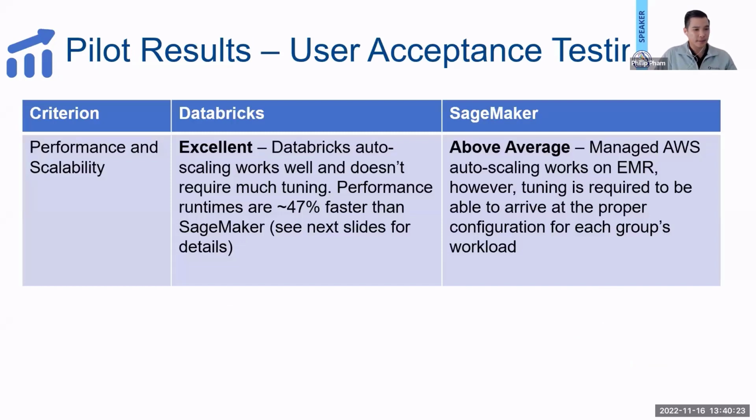1 more slide. Okay. So for the performance and scalability that we evaluated as part of the engineering validation, we saw a difference between platform performances in Databricks, where across the queries that we were executing, query runtimes were performing about 47% faster than SageMaker.